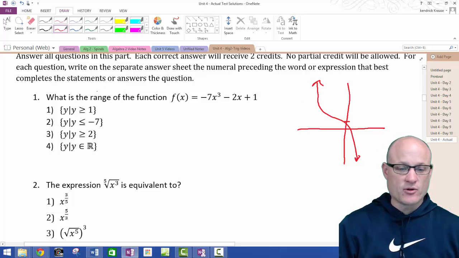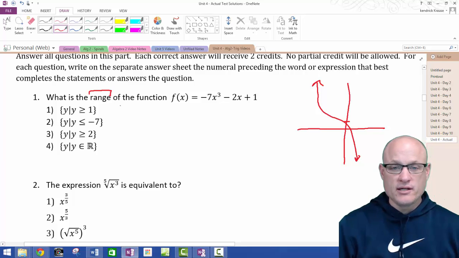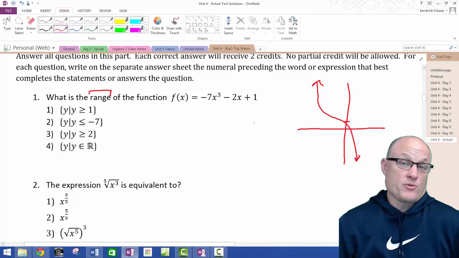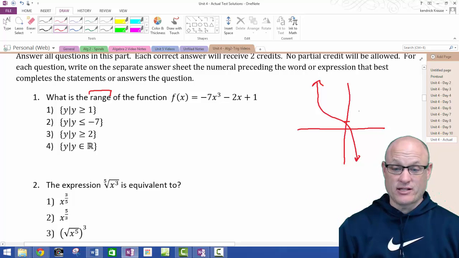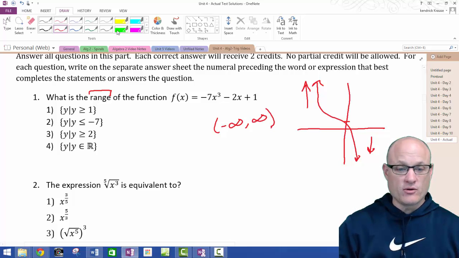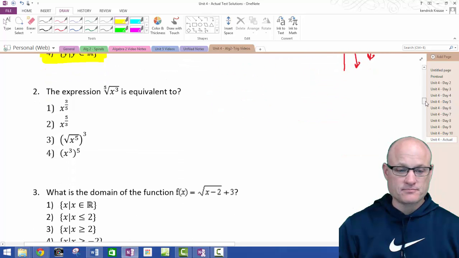And I ask for the range values. Well, it doesn't matter if I ask you for the range values or the domain values. They're both actually the same in this particular case. The range goes up forever and ever, and it goes down forever and ever. Therefore, the range is from negative infinity to positive infinity. And you all need to know that that is the same as all real numbers. That's all she wrote for that one, kiddies.